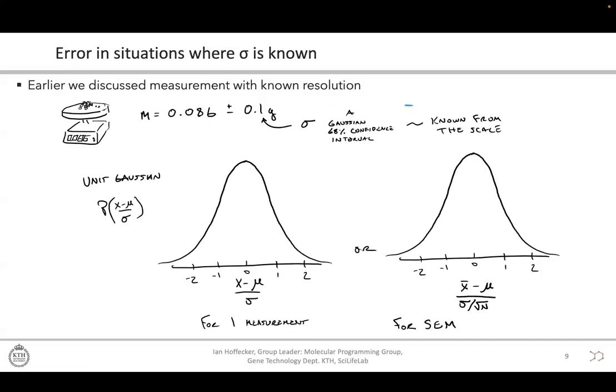So this is just a comparison. We had this case with the mass balance, and then we might say that the manufacturers reported to us that the precision of the balance is 0.1 grams. And if we take a measurement and we weigh some stuff, we say that's 0.086. So this confidence statement here is like saying with 68% probability, the true mass lies within the interval of 0.086 minus 0.1 grams and 0.086 plus 0.1 grams.